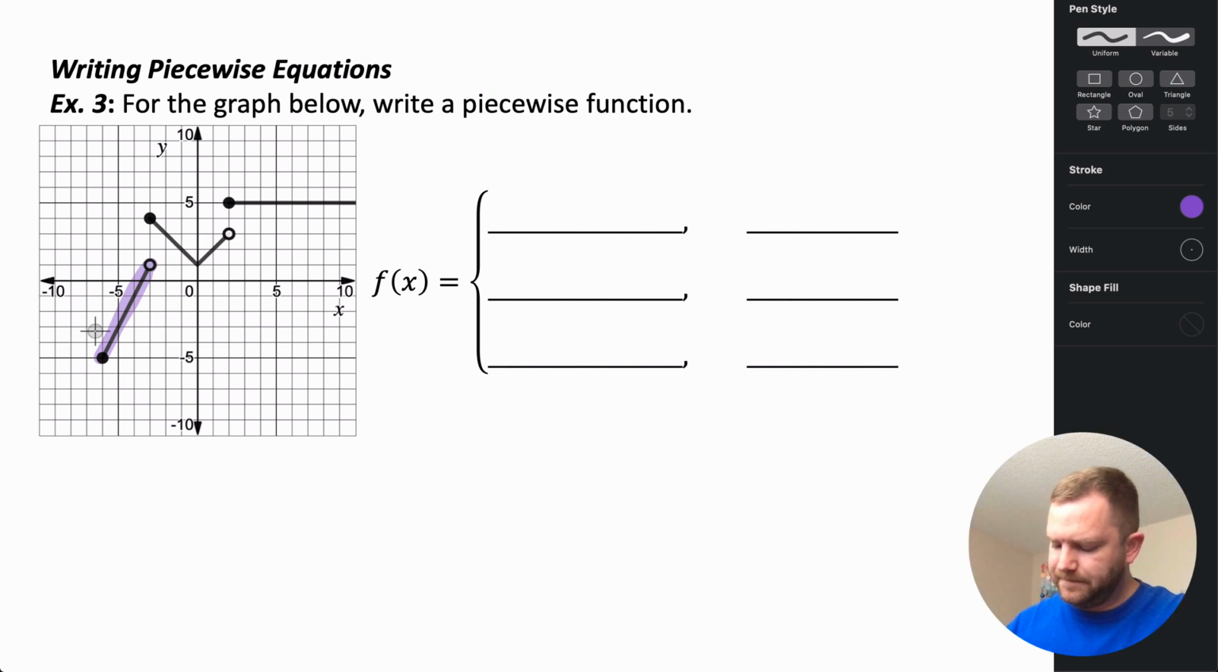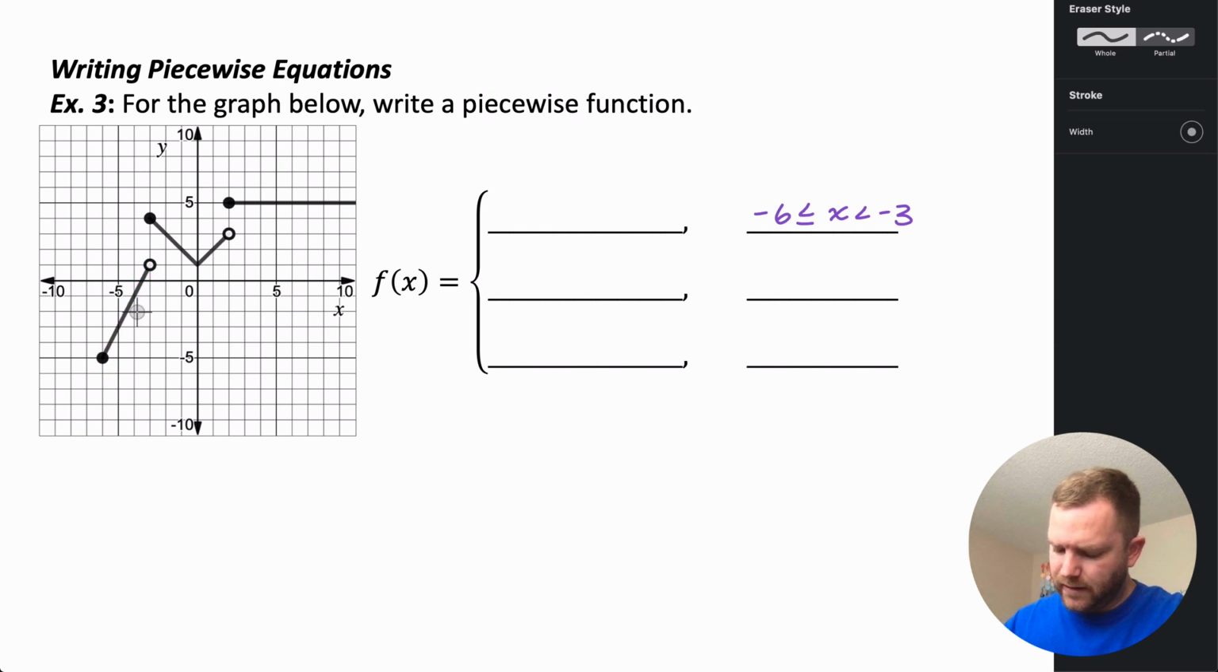It's just a line. Where is it defined? It's defined for x values in between -6 and -3. So x is between -6 and -3. At -6, we have a closed point, so that's going to make this a less than or equal to sign. And then at -3, it's open, so that's going to leave this as just a less than sign.